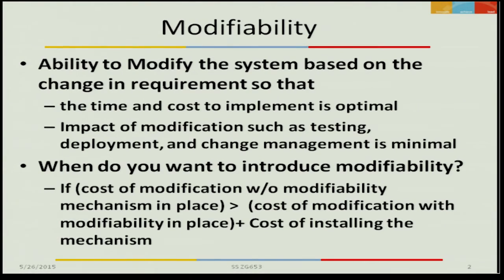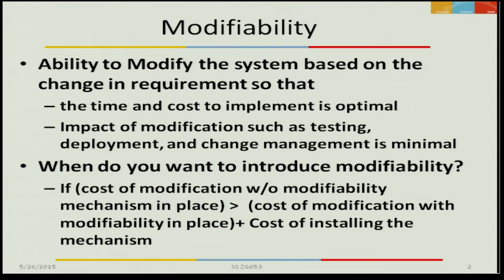So essentially what happens is that when the change request comes, then in your new system, which has been designed with modifiability in mind, the cost of modification is the cost of modification with modifiability in place.